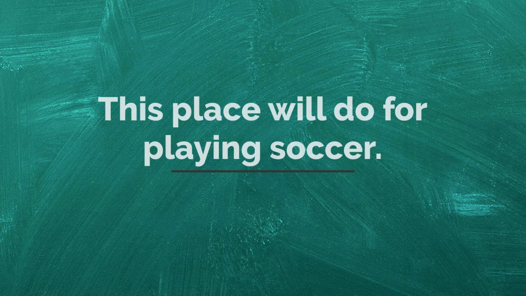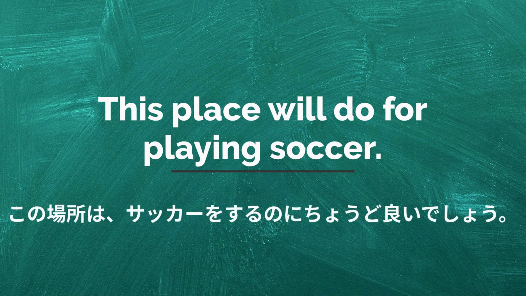S do. S はちょうどよい。 S do. This place will do for playing soccer. この場所はサッカーをするのにちょうど良いでしょう。 This place will do for playing soccer.